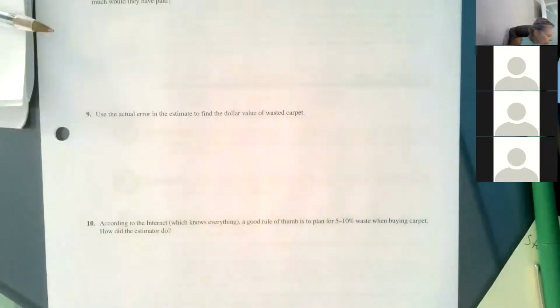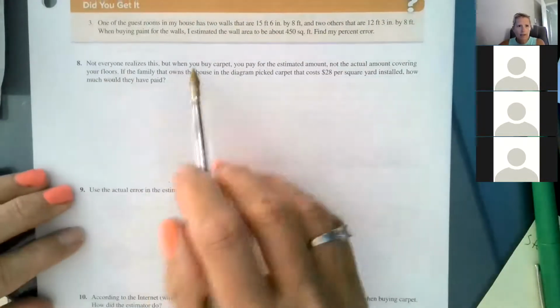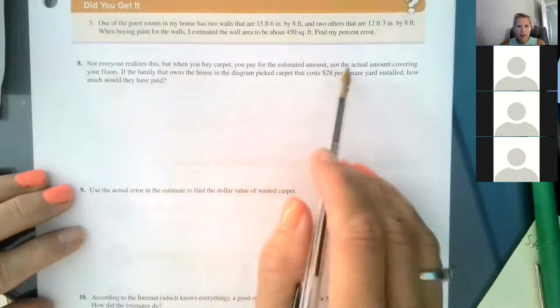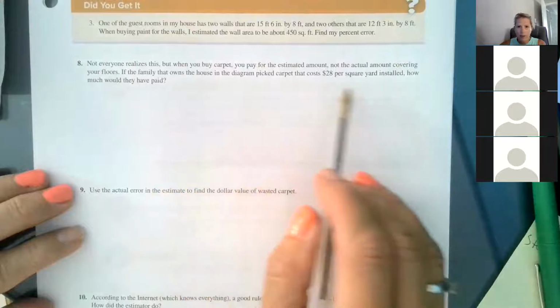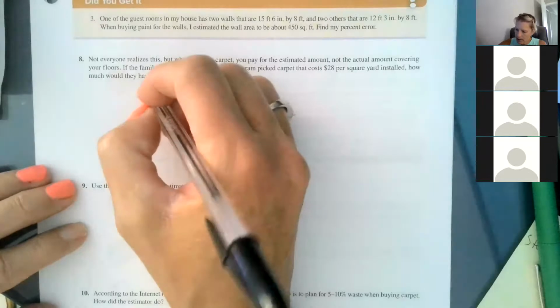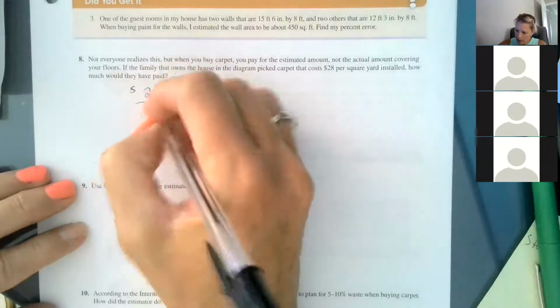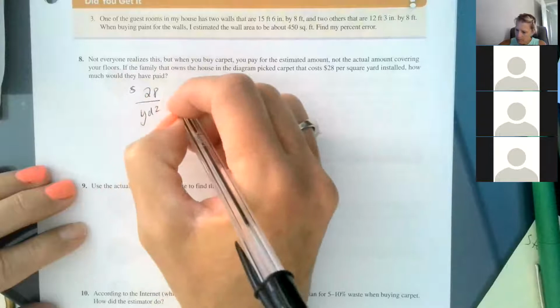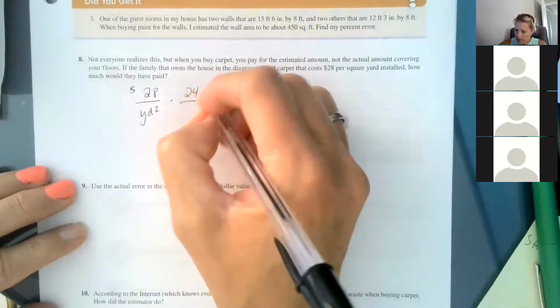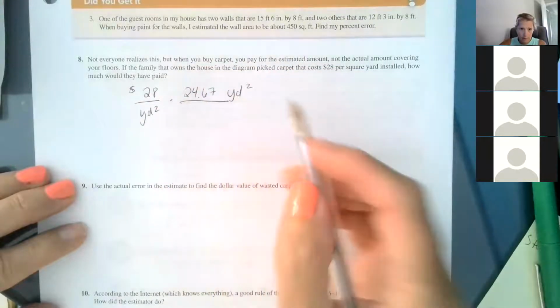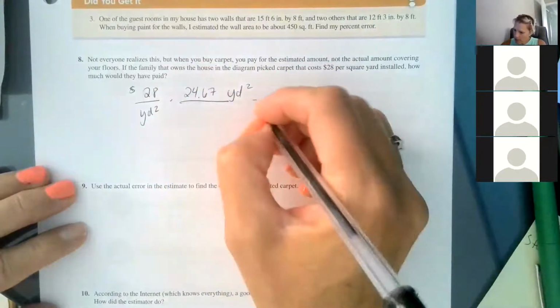So let's move to, do we need 8 and 9? It says, not everyone realizes, but when you buy carpet, you pay the estimated amount. So if the family that owns the house in the diagram picked the carpet that costs $28 per square yard, how much would they have paid here? So they're paying $28 per square yard, right? Yeah. And so we're paying for the 24.67 square yards. Yep.